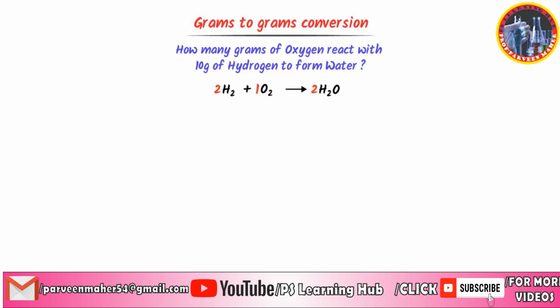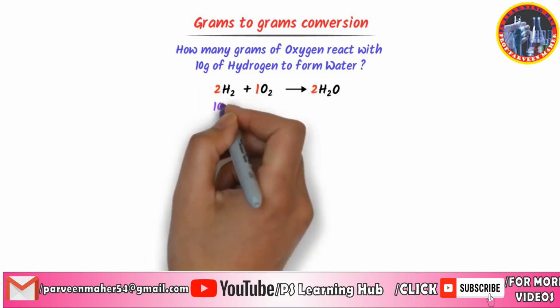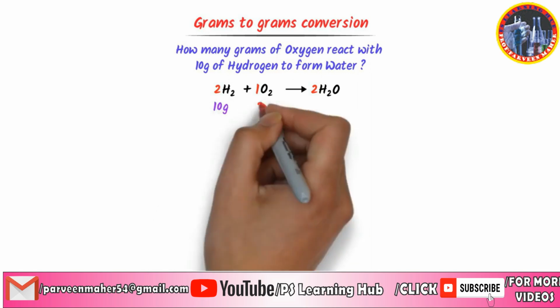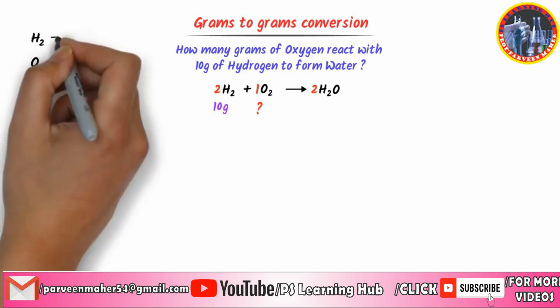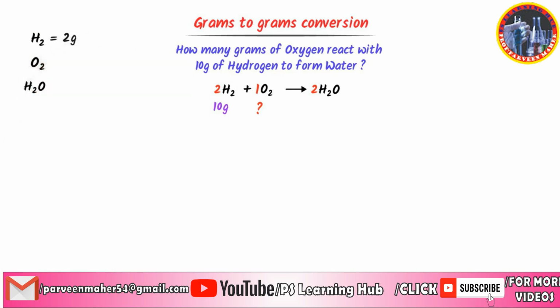Here, the mass of hydrogen gas is given, which is 10 grams. I need to find the mass of oxygen gas. Also, I need to find the number of moles of hydrogen gas and oxygen gas. Firstly, I find the molar mass of hydrogen gas, oxygen gas and H2O. The molar mass of hydrogen gas is 2 grams, that of oxygen gas is 32 grams and that of water is 18 grams. Now I will follow these 3 steps to solve such types of problems.